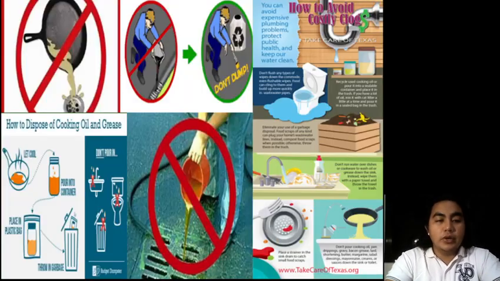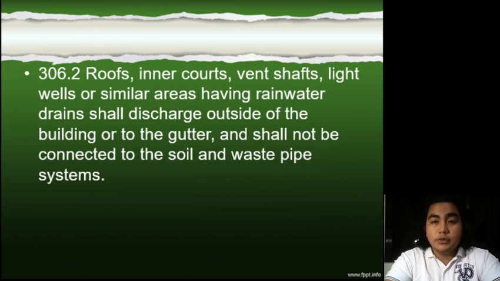So putting used oils, flammable liquids, and other contaminated materials into the drain that would cause damage such as explosion, clogging, and backflow in the future in the drainage system is not allowed, for it will affect other people and the environment. 306.2 Roofs, inner courts, vent shafts, light wells, or similar areas having rainwater drain shall discharge outside of the building or to the gutter and shall not be connected to the soil and waste pipe of the system.